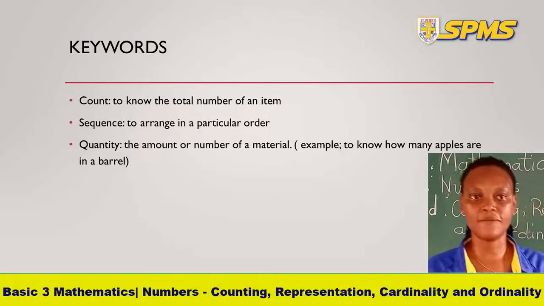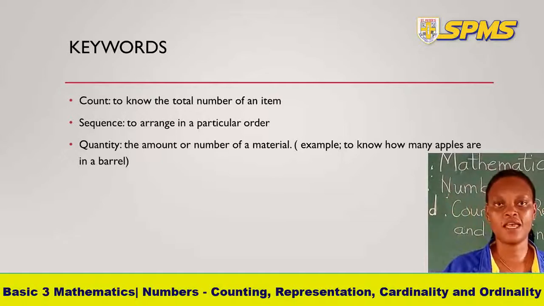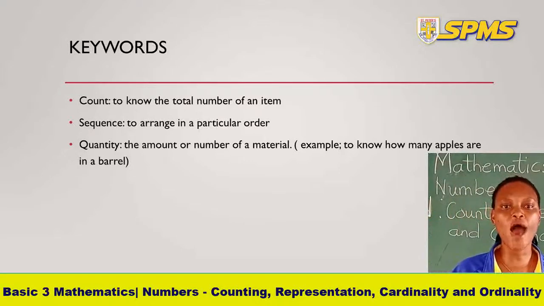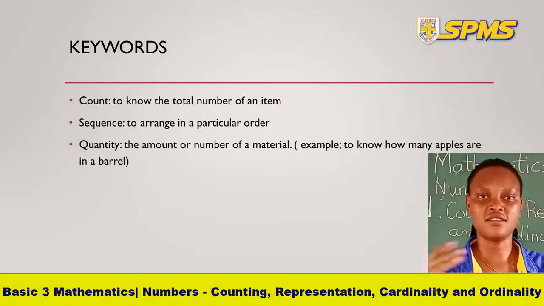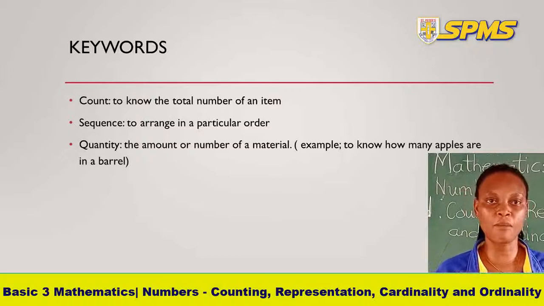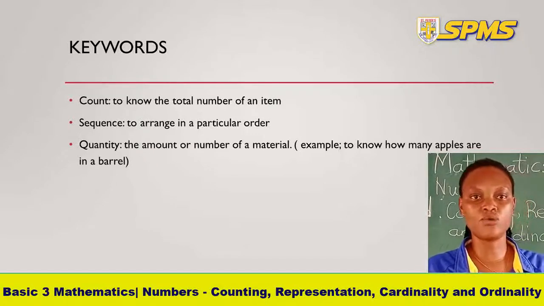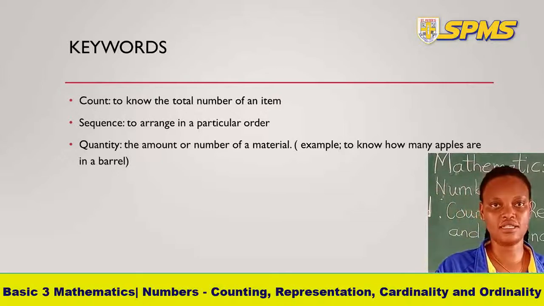Our third keyword is quantity. Quantity: the amount or number of a material. That is to know how many items are in something. Let's take apples for instance. You have a certain number of apples in a barrel. How many apples are in the barrel? So after counting, you know the quantity of apples in the barrel.